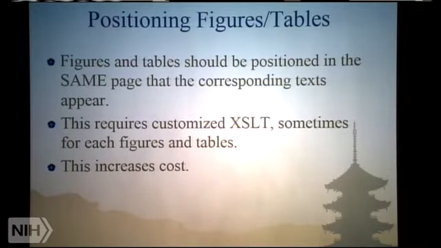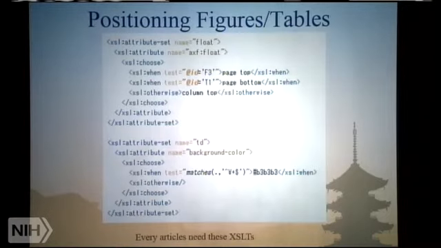With regard to figures and tables, they should be positioned in the same page where the corresponding texts appear. It is also necessary to develop separate XSLT to process figures and tables in order to create acceptable PDF, which may be the case even for English language articles published in Japan. This requires customized XSLT, sometimes for each individual figure and table, and this increases the cost heavily. An example of such XSLT is shown here.